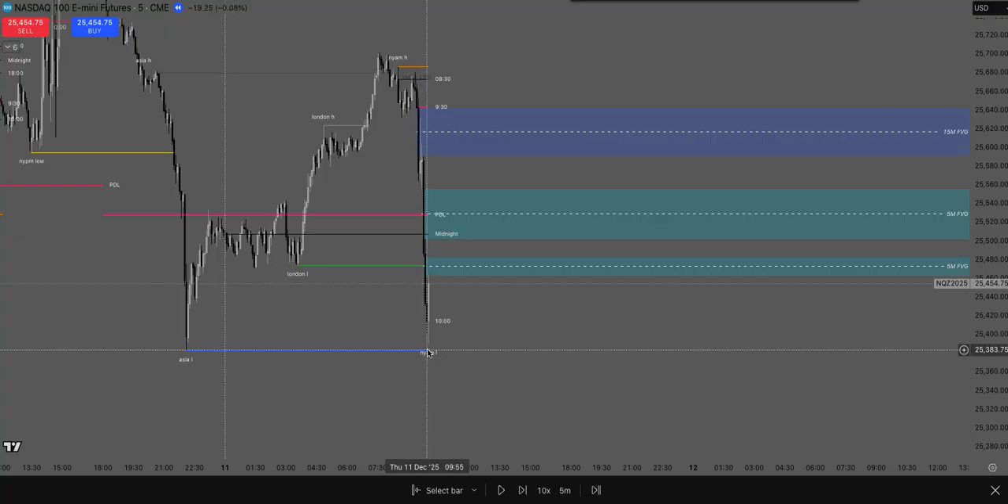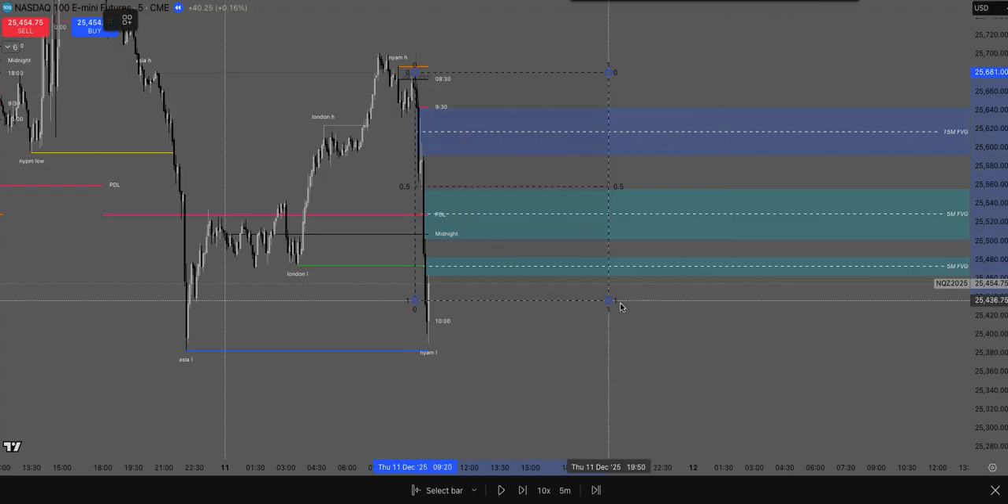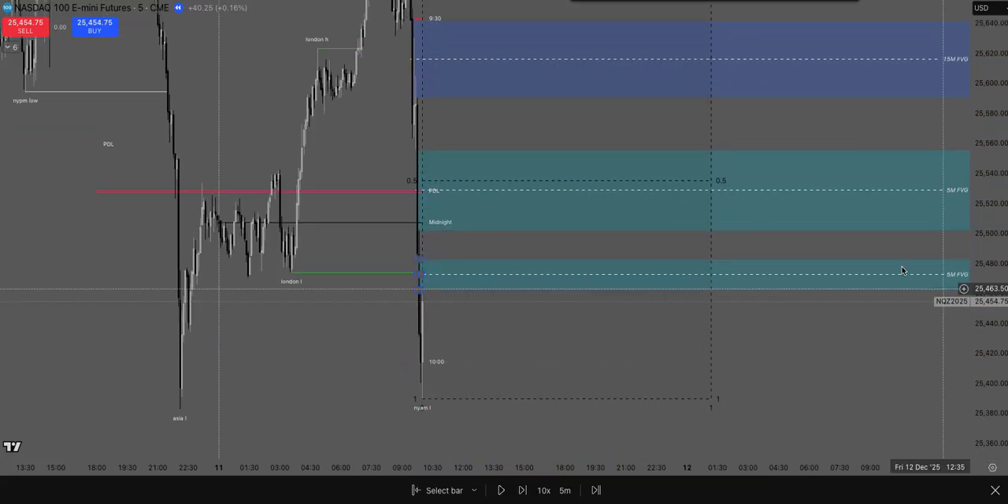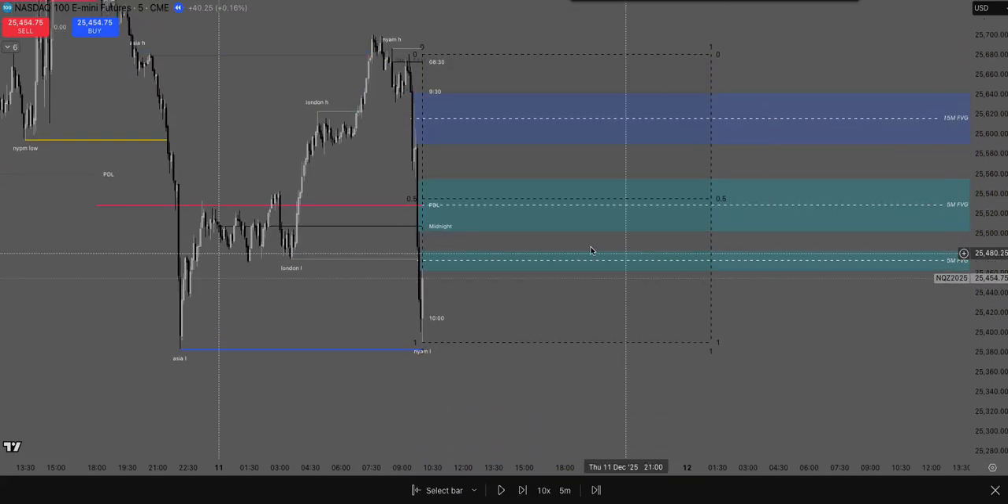But before you get that confirmation, how do you know which gap is most likely going to be the one that gives us a reaction? That's when you use equilibrium. So I'm going to go from the high of this range to the low of this range. You can see this first 5-minute gap is not even near equilibrium. So it is not likely that this is going to be a gap that is going to hold.